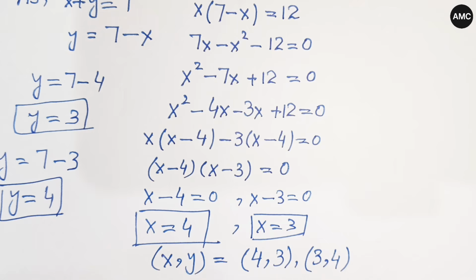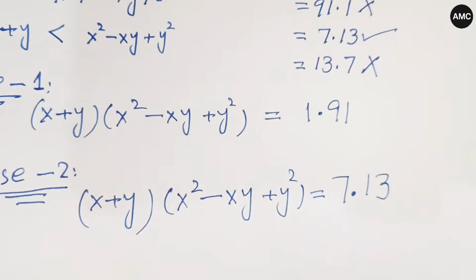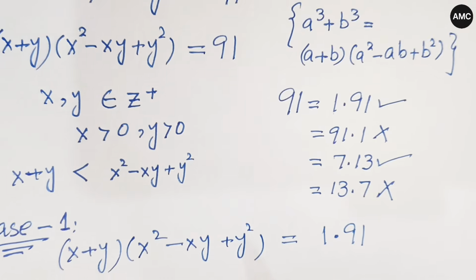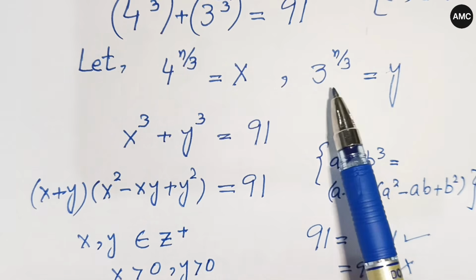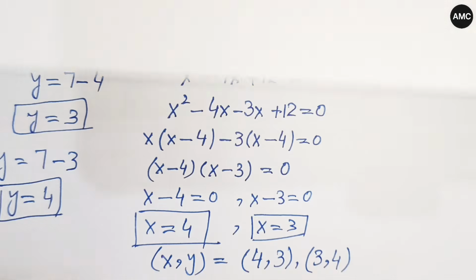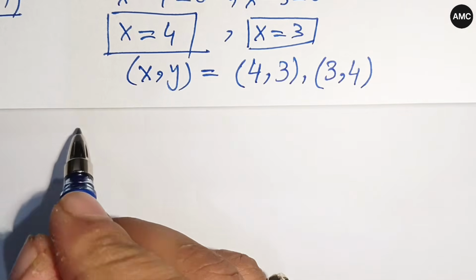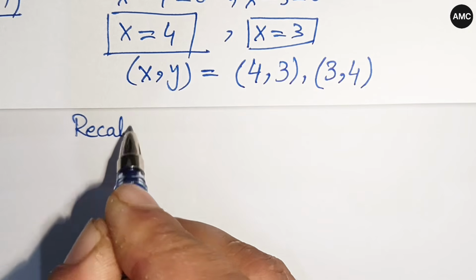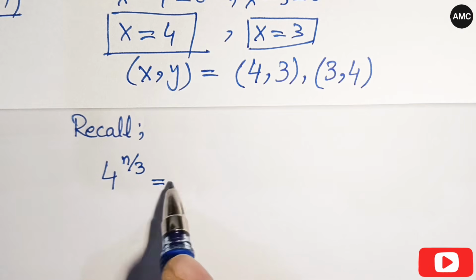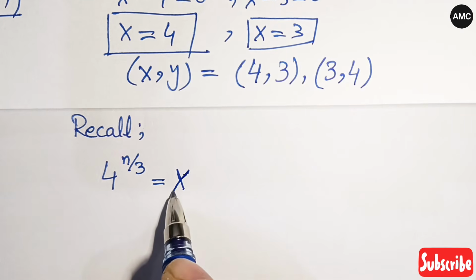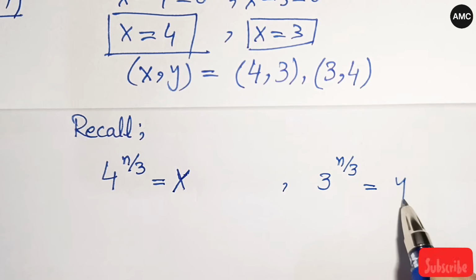So for finding the value of n, we recall our supposition here, that x is equal to 4 to the power n over 3, and y is equal to 3 to the power n over 3. So recall these equations here. Now recall our supposition. We have two equations. First one is 4 to the power n over 3 is equal to x, and similarly we have 3 to the power n over 3 is equal to y.